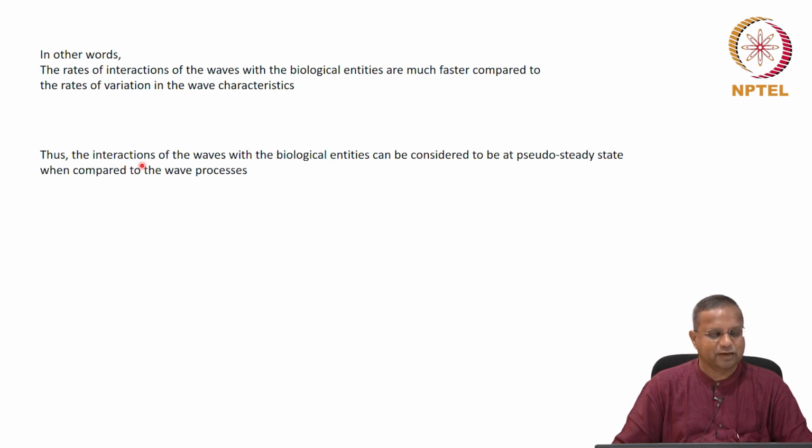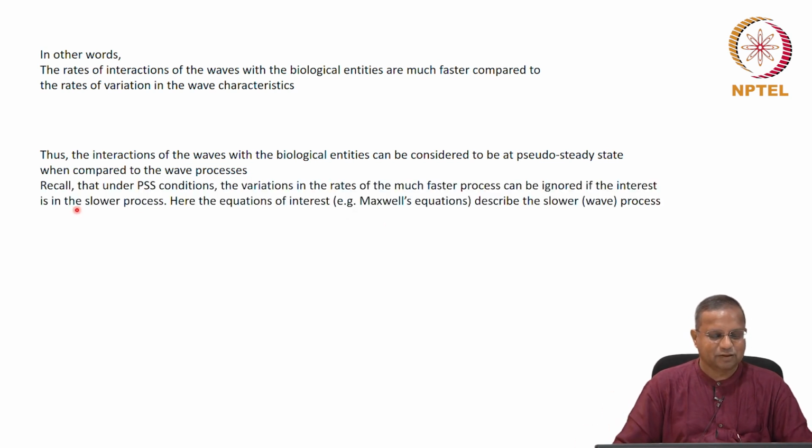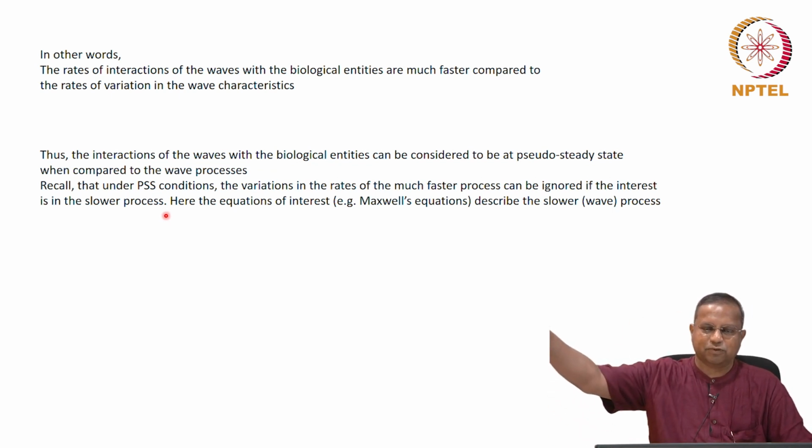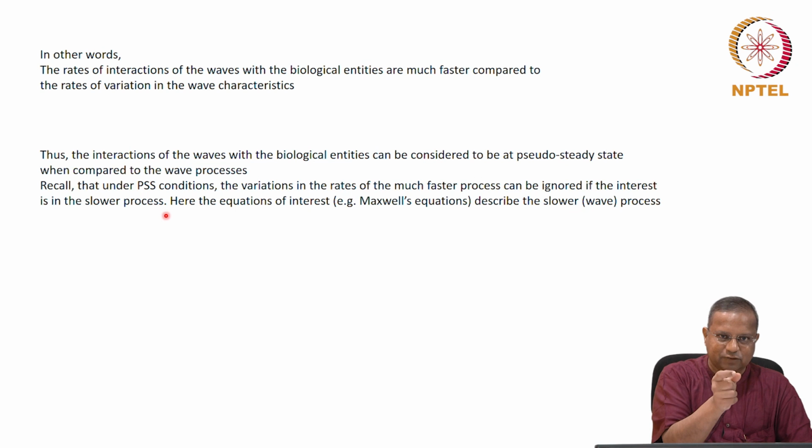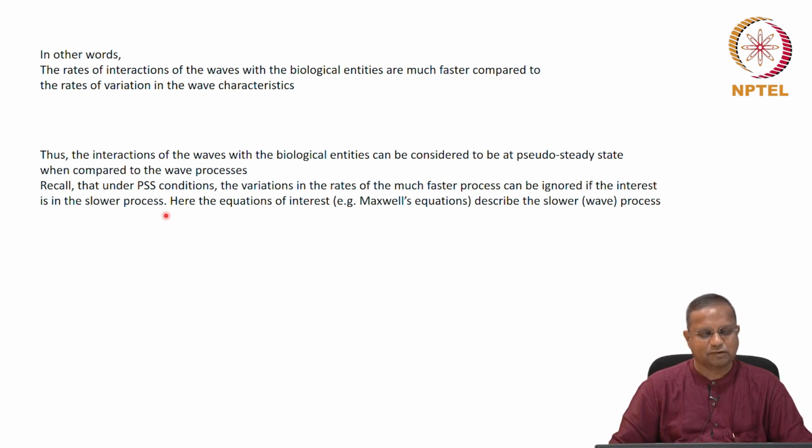So let me read this again. The interactions of the waves with the biological entities can be considered to be at pseudo steady state when compared to the wave processes. What does this mean? Recall that under pseudo-steady state conditions, the variations in the rates of the much faster process can be ignored if the interest is in the slower process. Here, the Maxwell's equations describe the slower process, and therefore we can ignore the unsteady nature of the relevant interactions with the biological cell.